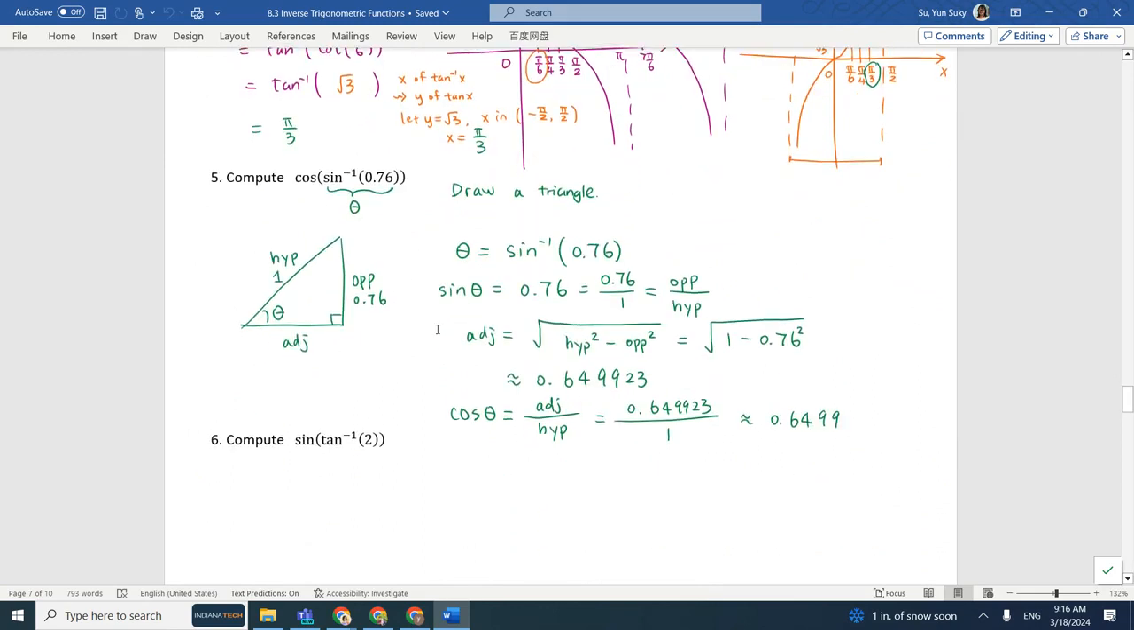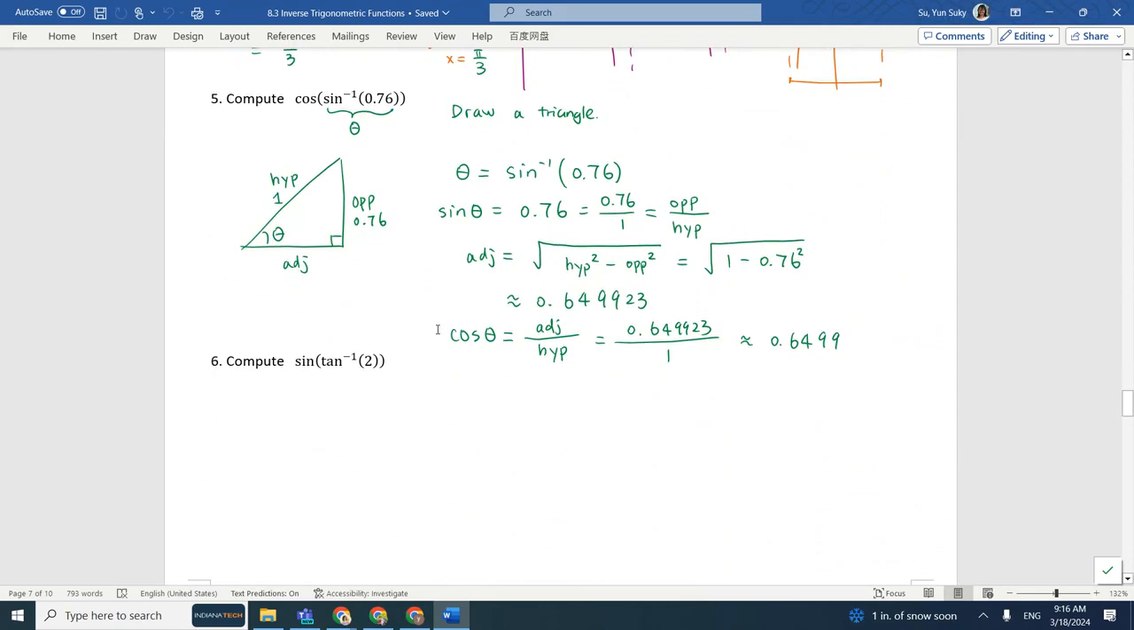Do you still remember problem number 5? We drew the triangle. Let's do the same thing for number 6. When you see an inverse trig function inside and a trig function outside, you always draw a triangle, and you don't need to worry about the trig graphs. This same method works for all problems of this type.